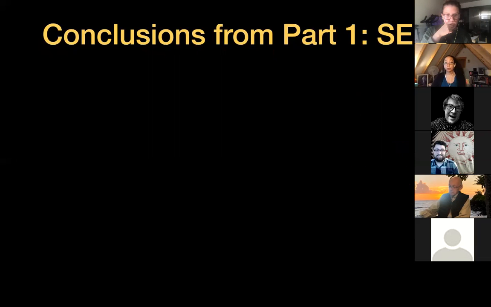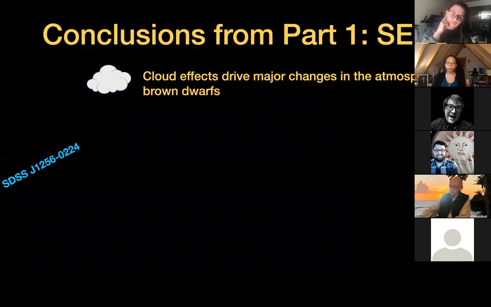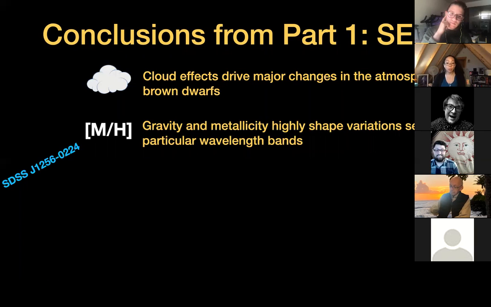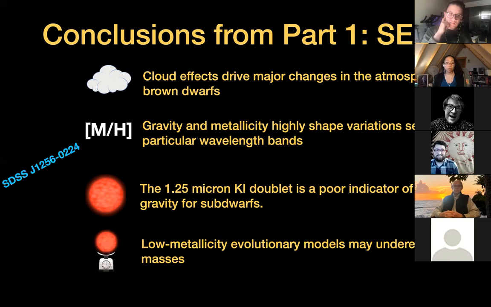So from this first part on 1256, the conclusions are: for the overall SED shape, we're seeing that cloud effects are really driving major changes in the atmospheres. In these band by band regions, we see these gravity and metallicity features that are shaping these variations. This 1.25 doublet is a poor indicator of surface gravity, and we're still trying to determine what could be causing this feature. And lastly, these low metallicity evolutionary models may be underestimating masses for subdwarfs.